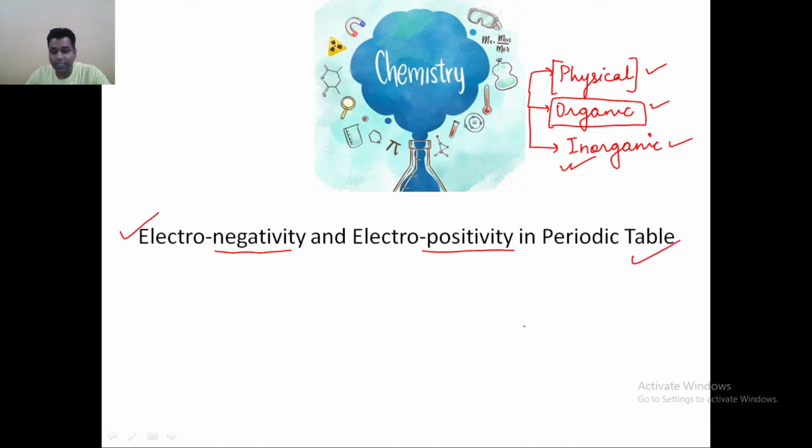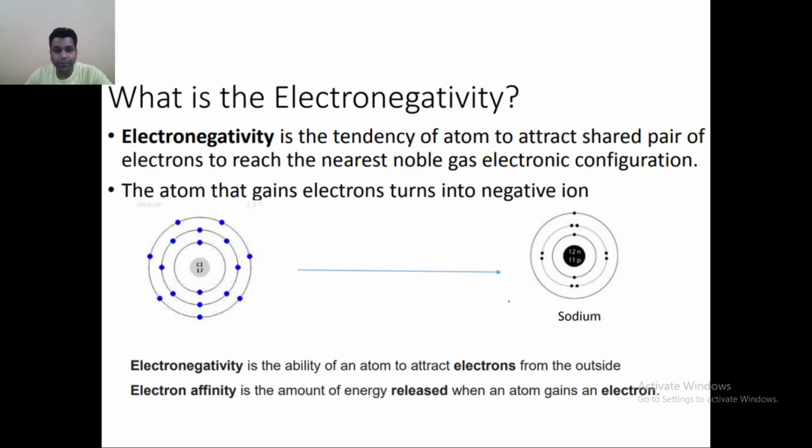So let's start with the topic. First of all, I'll discuss electronegativity. I'll start with the definition. What is electronegativity actually? What do we understand from electronegativity? The definition is written in front of you, that it is a tendency. First of all, we need to understand each and every word of the definition. It is a tendency of any atom to attract.